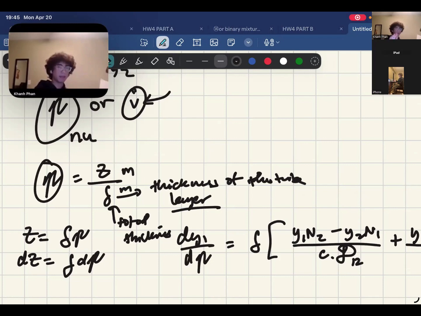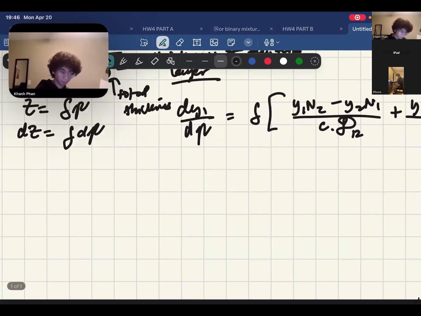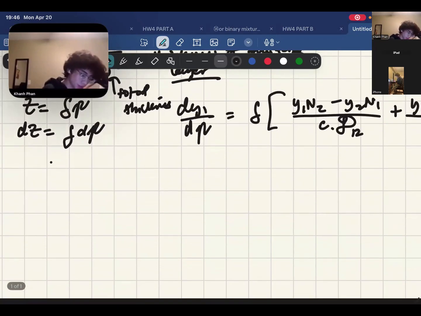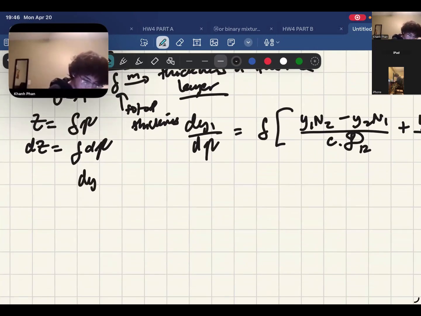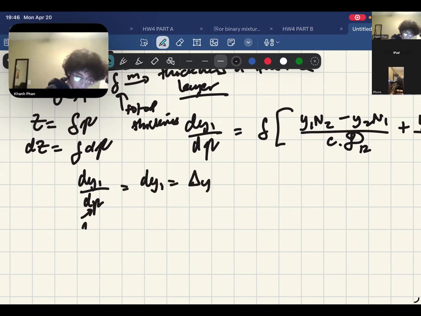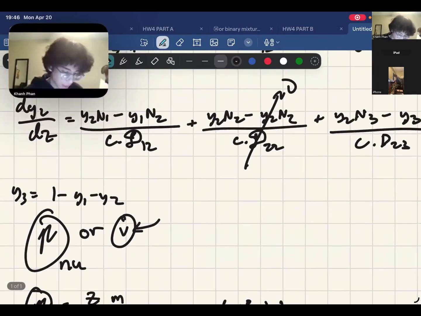So it's essentially comparing the ratio of the distance that the flux goes through compared to the entire length of the tube. So nu is gonna have a value from 0 to 1. And so when we assume nu is equal to 1, we would have something like dy1 over d nu, where nu is 1. So dy1 is just theta, y1 is just y1. So that's how we are able to cancel out all these numbers.